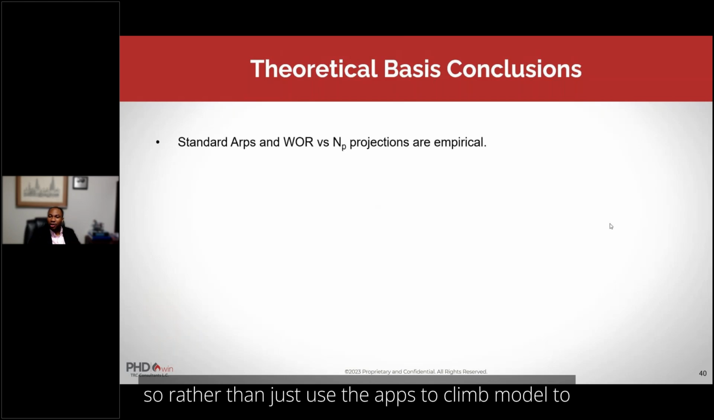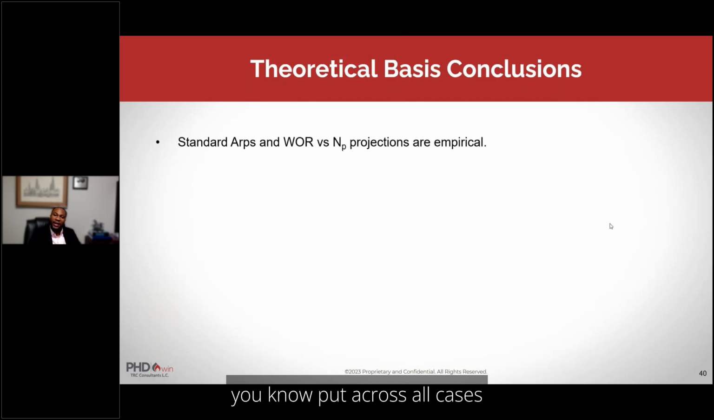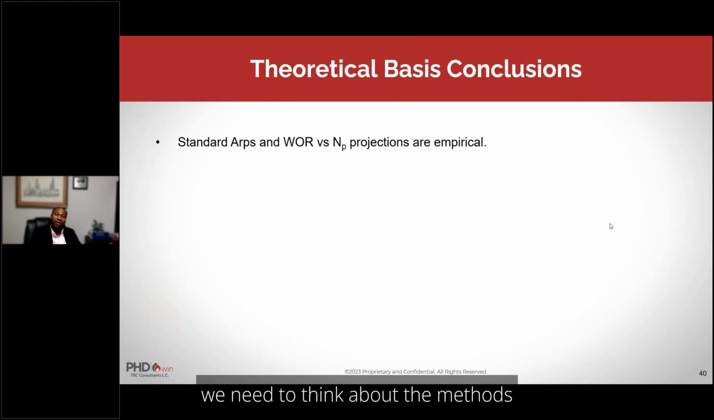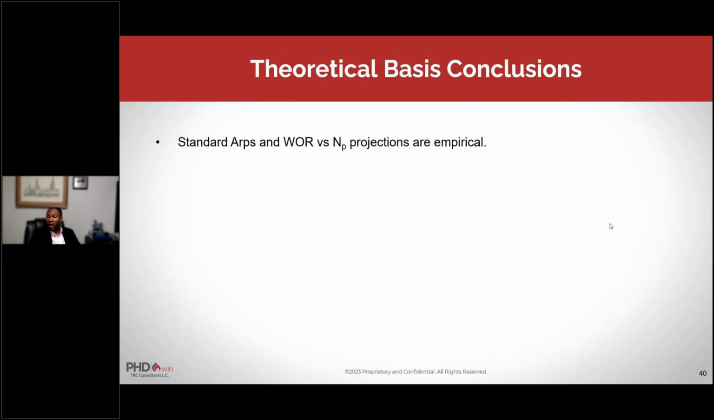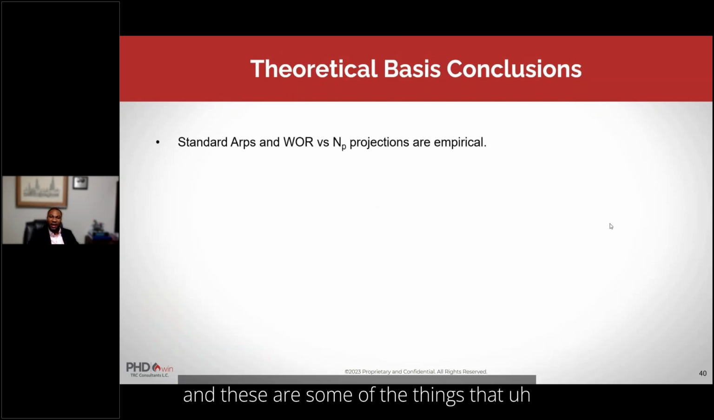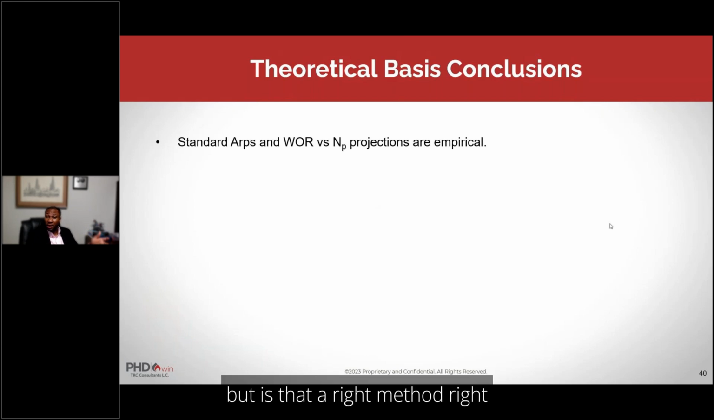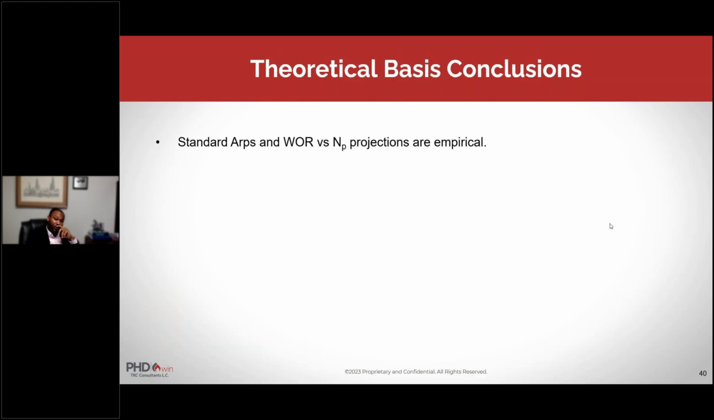So rather than just using the Arps decline model across all cases, we need to think about what's going on in the reservoir. We need to think about the theoretical basis for the methodology, which one is appropriate. These are some of the things that an auto fit wouldn't be able to detect. You can put an auto fit on almost anything, and it's going to use that data to fit it. But is that the right method, right?